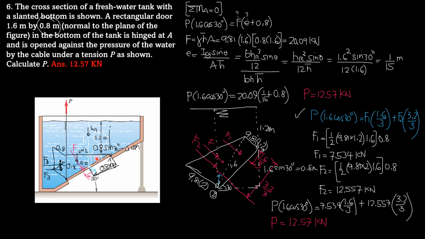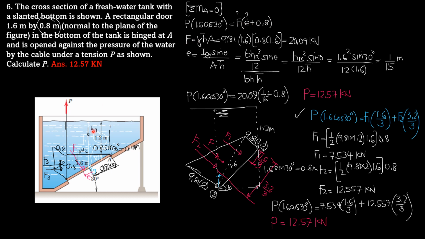P, the moment arm is this. We have a right triangle. The angle here is 30 degrees. And the hypotenuse is 1.6. So therefore, the adjacent side of this right triangle is hypotenuse 1.6 cosine of 30 degrees. Then equals F, the moment arm of F would be E plus 0.8. So our problem is F and E.